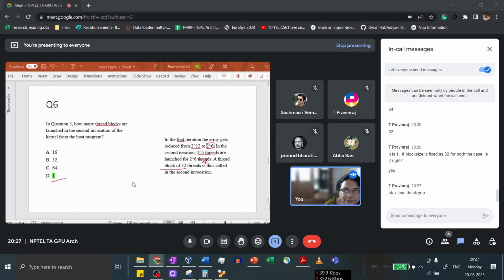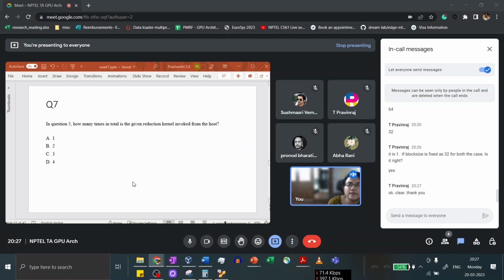Okay, sure. Let's move to the next one. In question 5, this is the same data we're talking about. How many times in total is the given reduction kernel invoked from the host? 1, 2, 3, 4. Take a minute to think about this. We already spoke about the first and second iteration. Think about whether you need an additional iteration or those two are enough. Think about it.